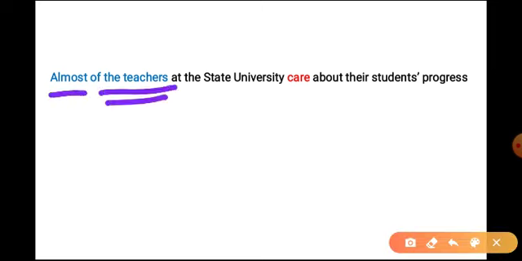The next examples, almost all of the teachers at the state university care about the students' progress. Di sini yang harus kita perhatikan adalah ada almost dan ada the teachers, more than one. Jadi kata kerjanya dalam bentuk present tense adalah care, tanpa S, untuk bentuk plural atau jamak.